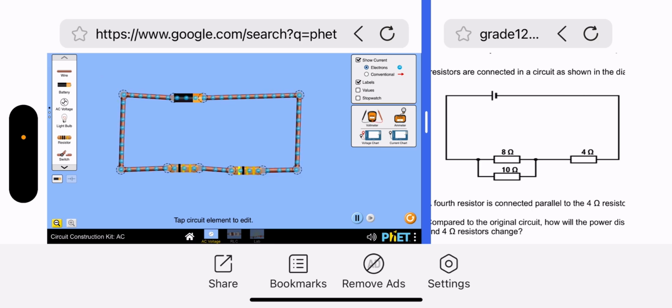Are the electrons flowing properly? Yes, they are flowing. We can see it's going anti-clockwise, right? That's how it should flow.